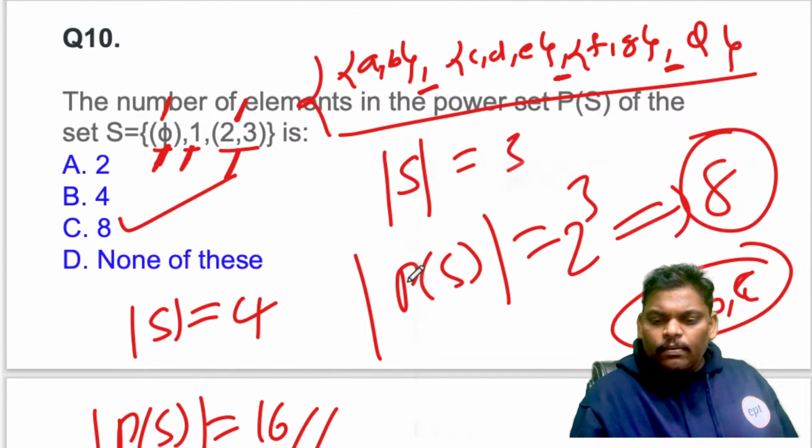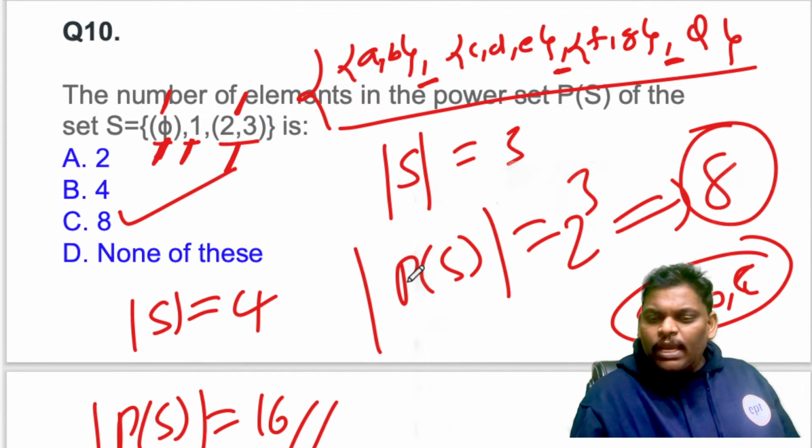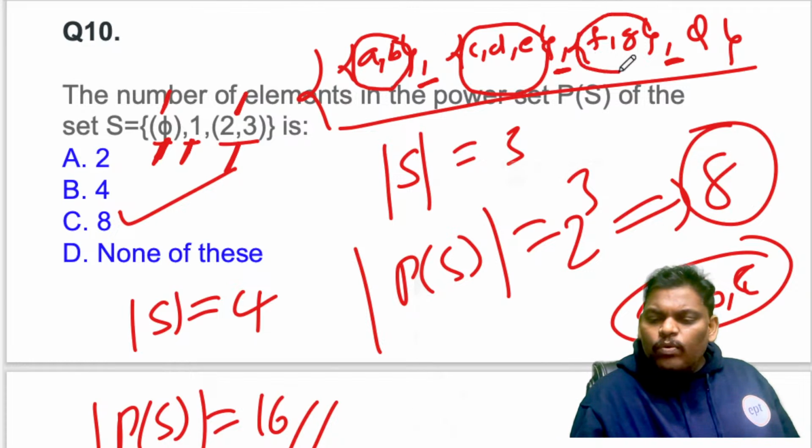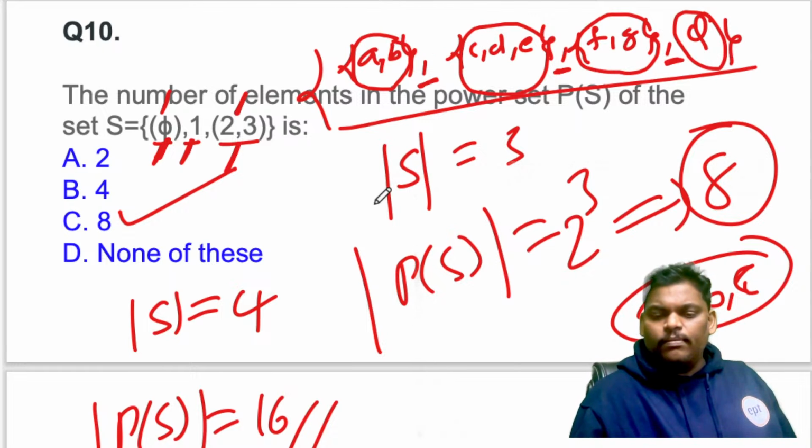Is it okay? Just count commas. Don't go inside. If you go inside, you are gone. It doesn't matter who is inside.